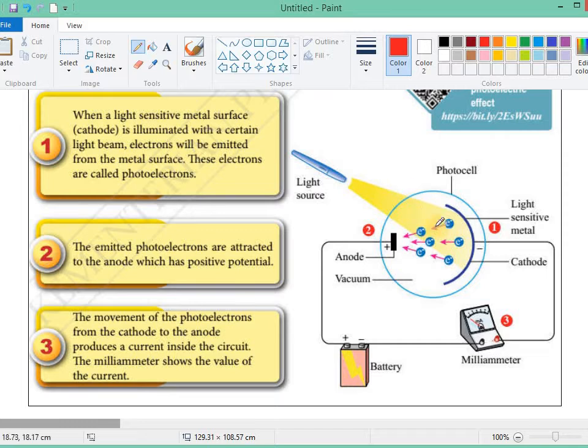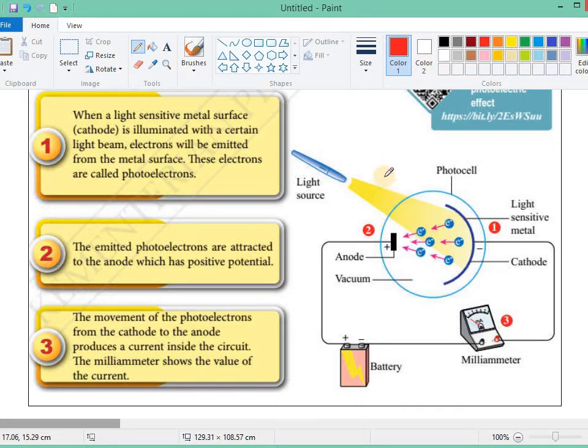Between the light sensitive metal and the anode here, there is a vacuum. That means there's nothing here, no air. The anode is connected to the positive terminal of the battery, and the light sensitive metal is the cathode because it's connected to the negative terminal of the battery. When there's no light, there's no photoelectric effect. So no electron can pass from the light sensitive metal to the anode, from cathode to anode. If no electron, that means no electric current.